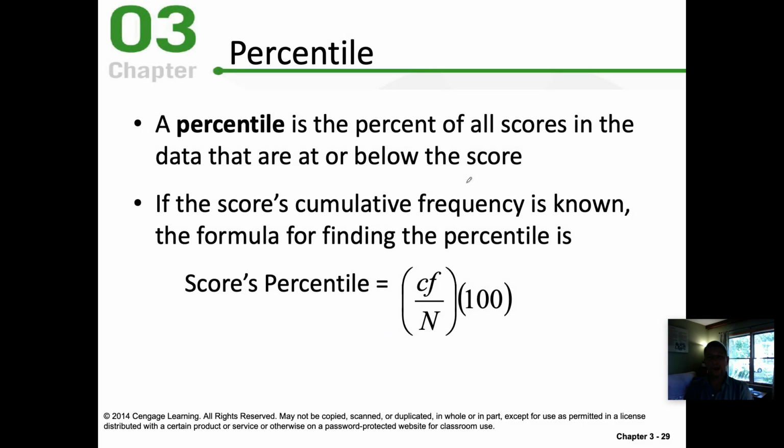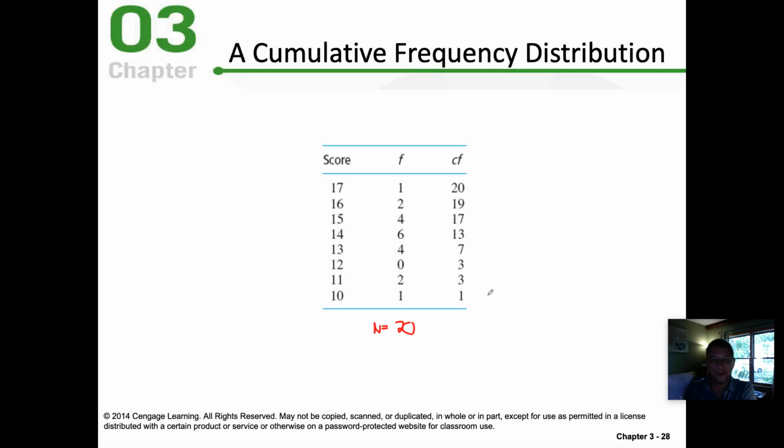Now, an easier way to look at this is simply to add the cumulative frequency for the score below it to the current frequency. So 1 plus 2 is 3. 3 plus 0 is 3. 3 plus 4 is 7. 7 plus 6 is 13. 13 plus 4 is 17. 17 plus 2 is 19. And 19 plus 1 is 20.